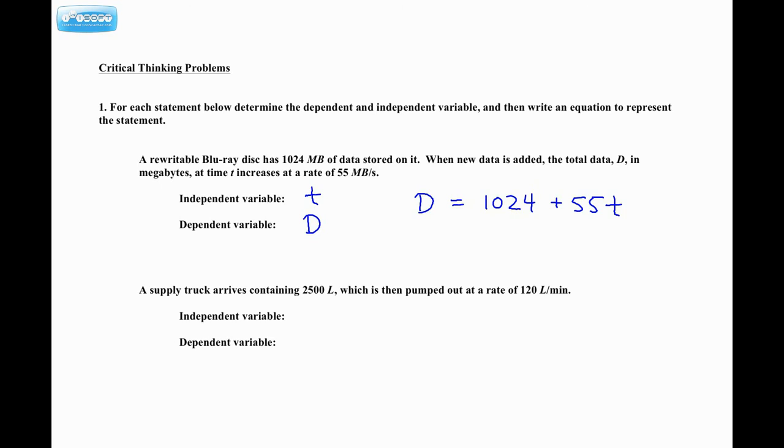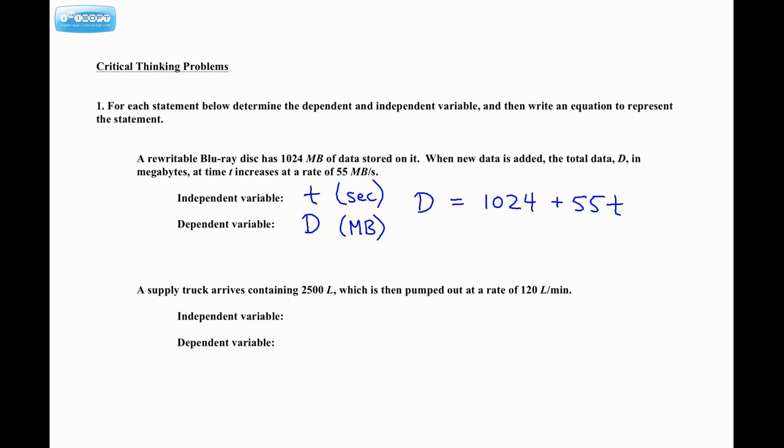Okay, so I'll actually just throw in my units here. So this is in seconds, and d is in megabytes. All right, so that is an equation that symbolizes or represents this relationship. Next, we have a supply truck. It arrives containing 2,500 liters. Okay, it could be of, I don't know, water. We don't know. Which is then pumped out at a rate of 120 liters per minute. Okay, so obviously the two variables we have going on are the volume of whatever substance we're working with and the time that goes by.